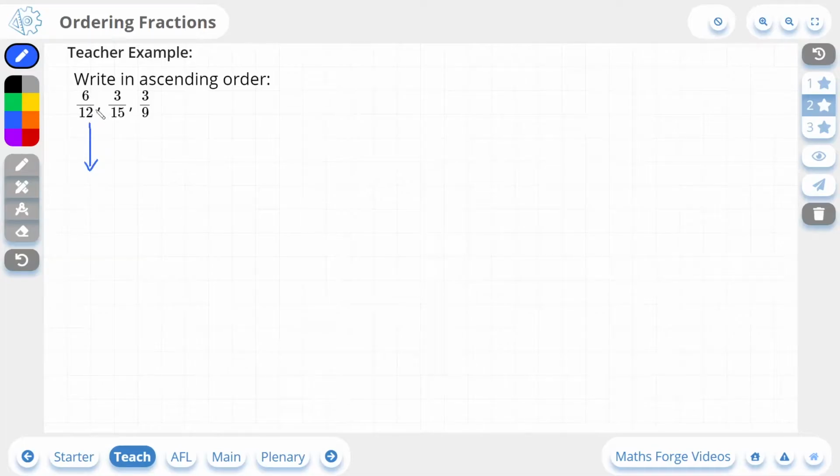So first things first, I'm just going to simplify this fraction. I can divide the top and the bottom by 6, to make equivalent fractions. We covered this in the previous lesson. And this is going to give us 1 over 2, or a half. And the half as a decimal is 0.5.